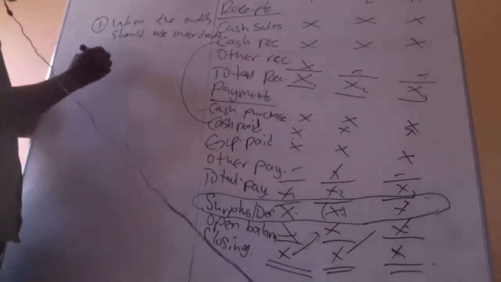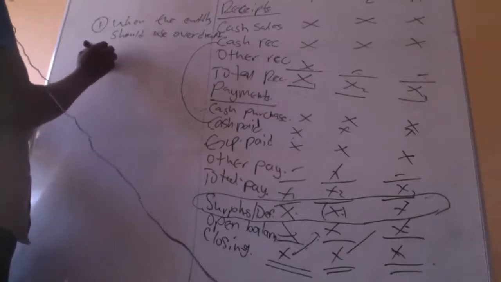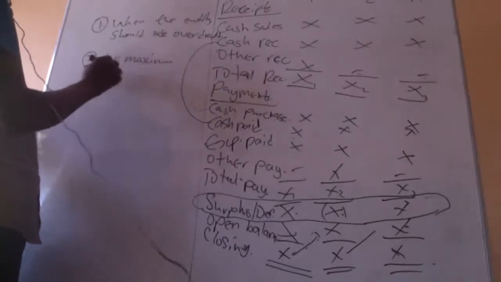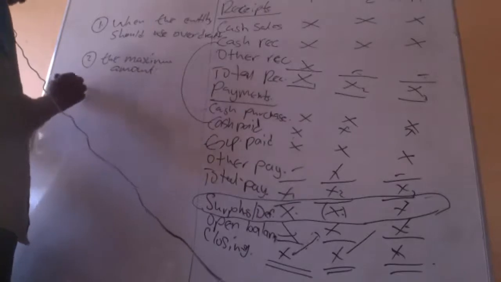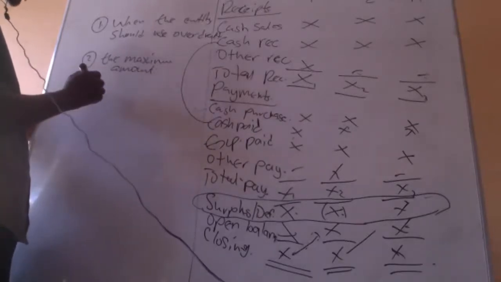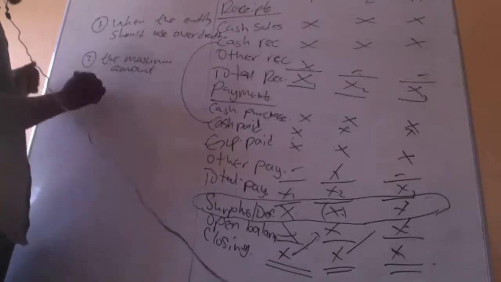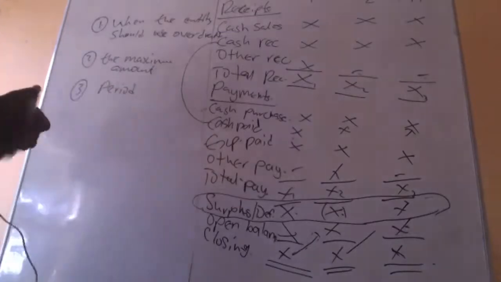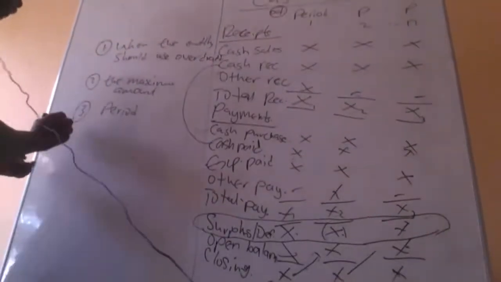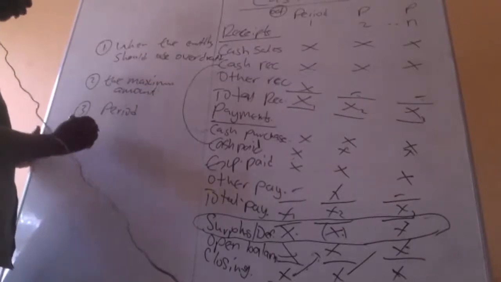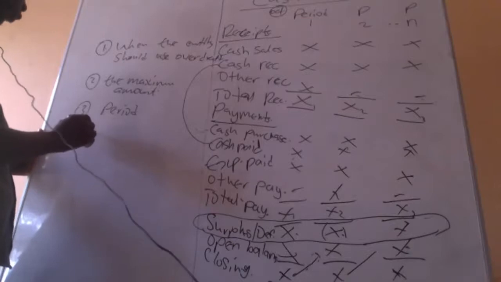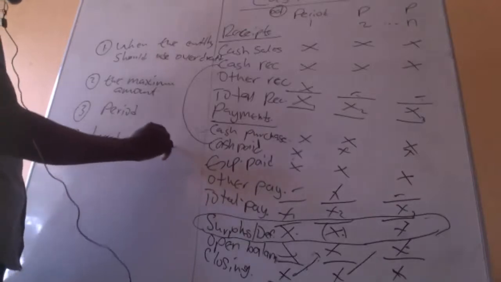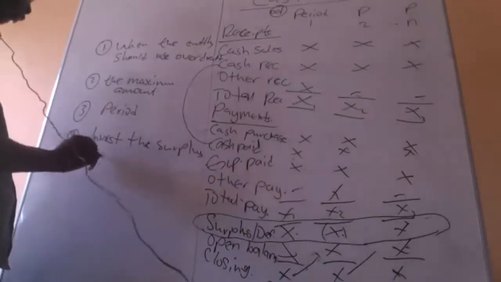Second, the amount of overdrafts: it should tell us the maximum amount. Three, tell us the repayment time, the period of the overdraft, when it should be repaid. And lastly, tell us when they should invest the surplus cash flows.